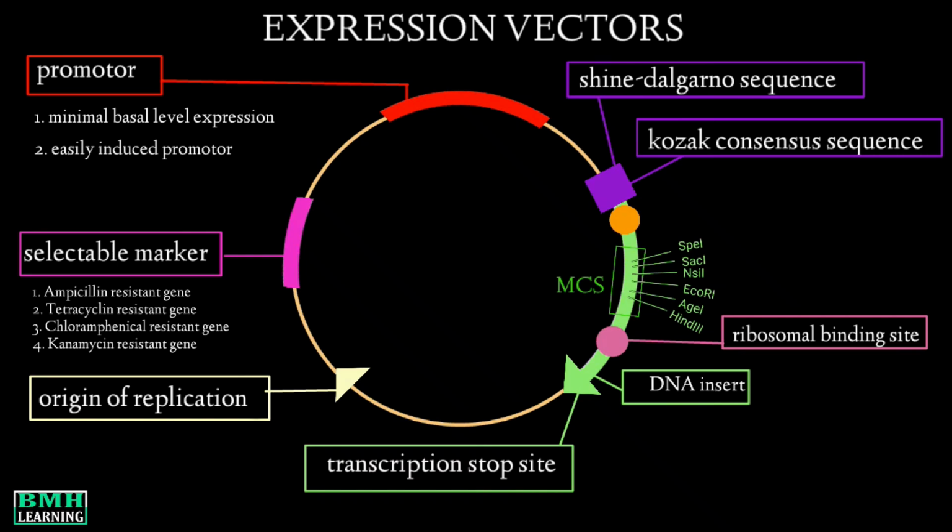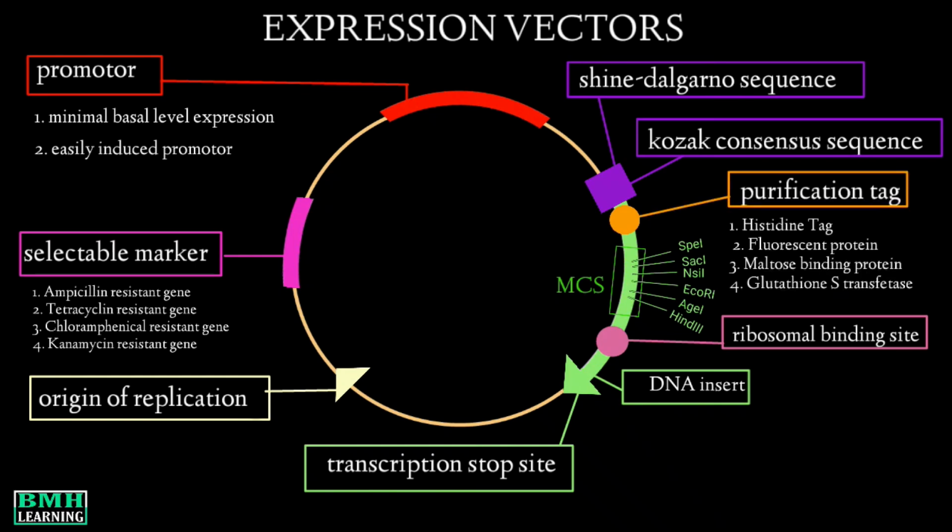After the expression of the gene product, it may be necessary to purify the expressed protein. However, separating the protein of interest from the great majority of proteins of the host cell can be a difficult process. To make things easier, a purification tag may be added to the cloned gene. This could be any of the listed ones. That's all.